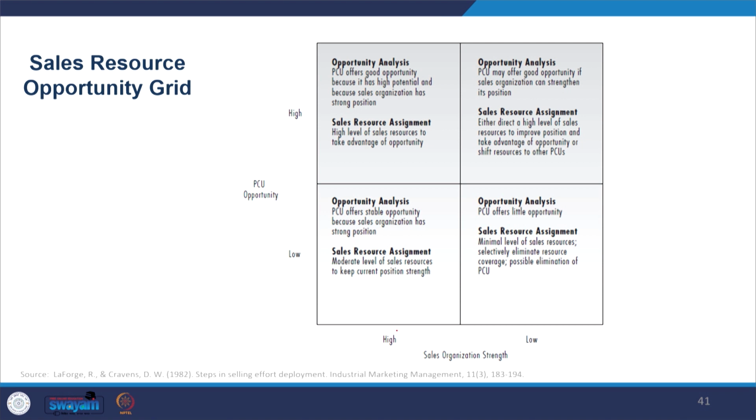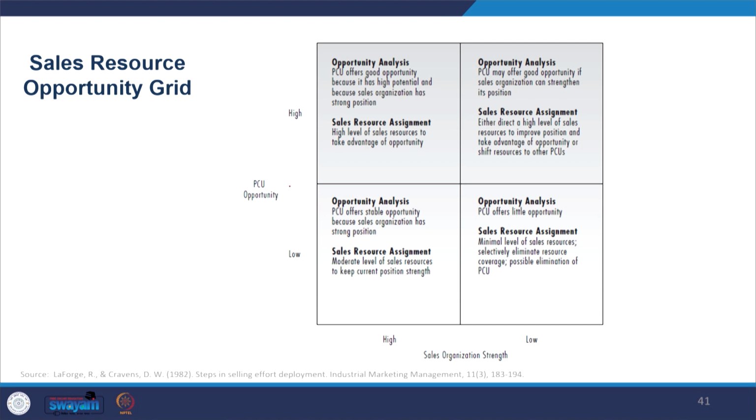So, the first case, let us see, is when you have a high PCU opportunity and a high sales strength. The PCU offers good opportunity because it has high potential and because the sales organization has a strong position. So, the sales team is doing good and it has opportunity. What is the requirement here? What should be the company strategy? High level of sales resources to take advantage of the opportunity. So, here more people should be deployed to take advantage of the situation, since the company has good strength and the opportunity is there, they should try to use this sales force.